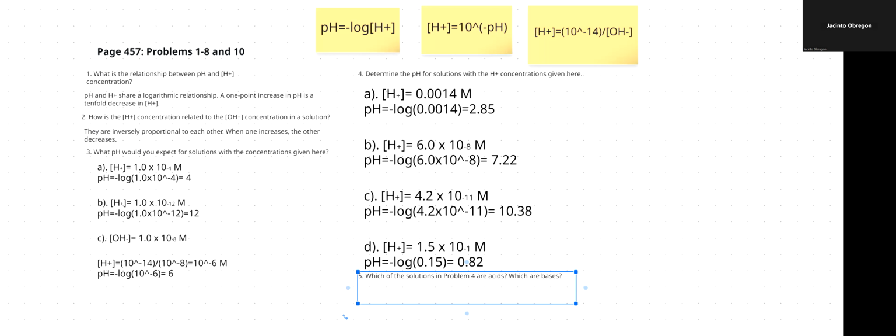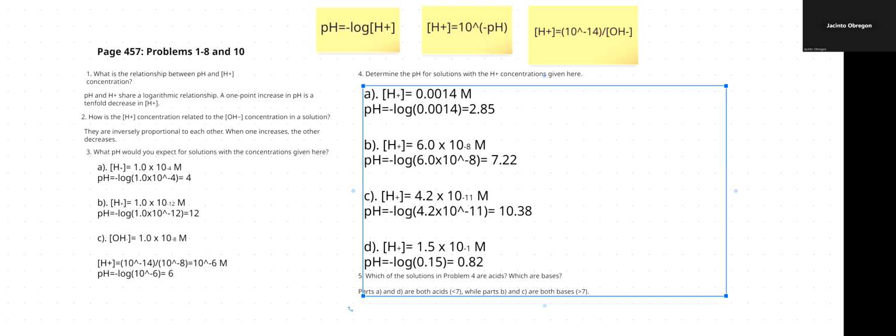You'll notice that part B is at 7.22, so it's only barely above 7. Even though it's close to being neutral, that 0.22 makes all the difference, so it's still considered a weak base. A weak base, but a base nonetheless. Okay, so those are problems 1 through 5. Let's continue.